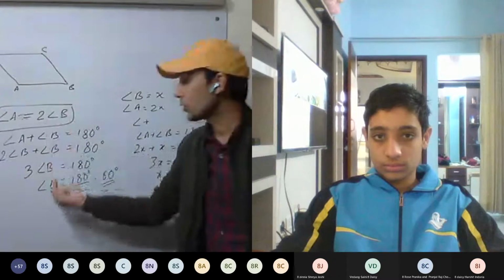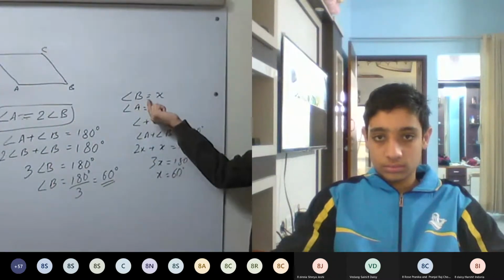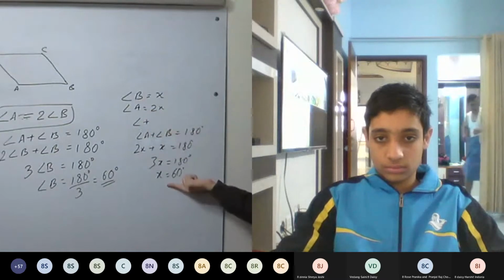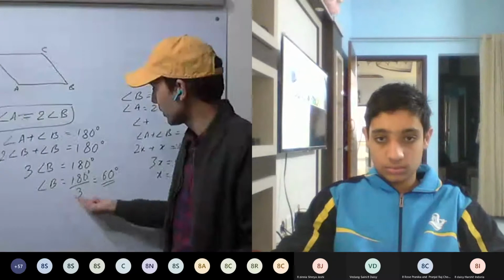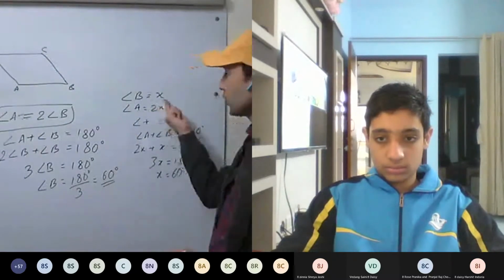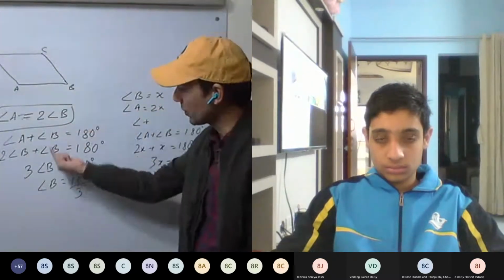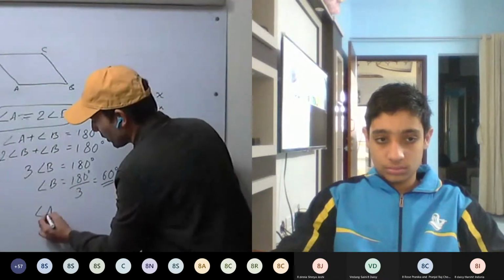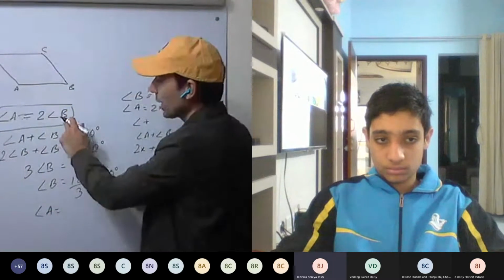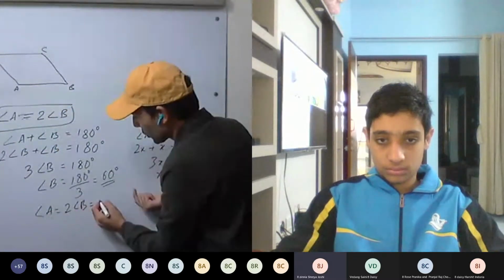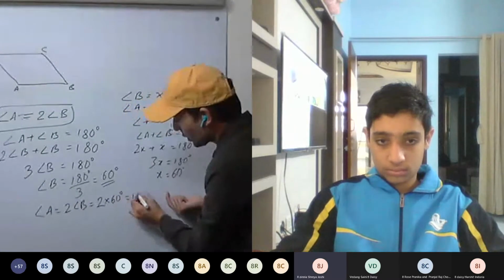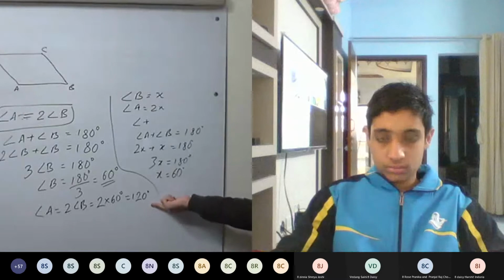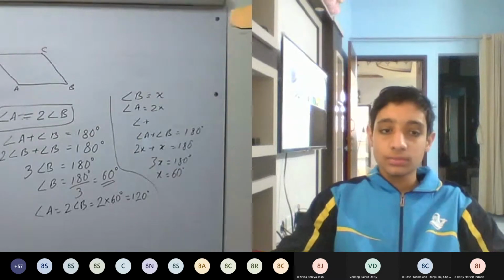Without assuming as well we can solve, or we can assume angle B equal to x degrees, angle A equal to 2x, and we can solve using that one. Either you assume as x, or without assuming we can solve in terms of angle B. So angle B equal to 60 degrees. Now angle A is how much? Angle A equal to 2 times the angle B. So it will be 2 into 60 degrees. It will be how much? 120 degrees. Anyone having doubt?